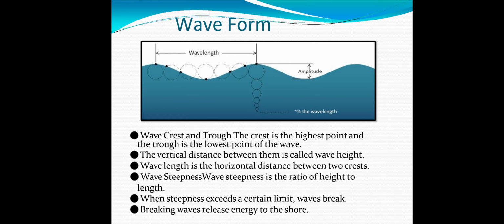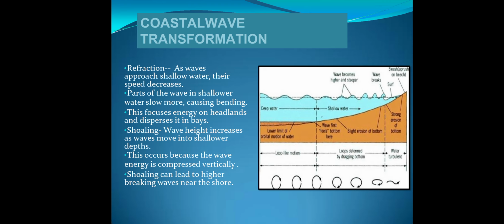And when the wave steepens, wave steepness is the ratio of height to length. Okay, so wave steepness is the ratio of height to length of a wave. When steepness exceeds a certain limit, the wave breaks. Okay, breaking waves release energy to the shore, and that's why the shoreline and the nearby coastal areas are always in a disturbed condition.